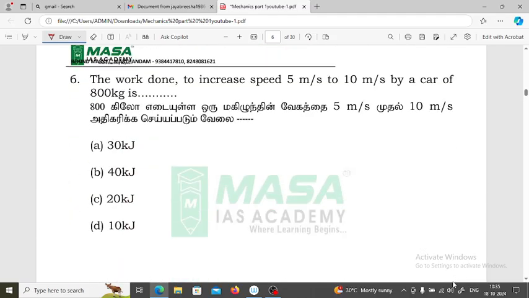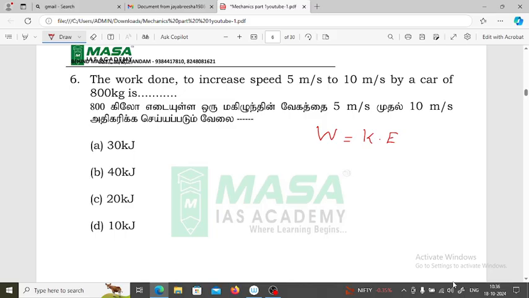Question number 6. The work done to increase speed of 5 meters per second to 10 meters per second by a car of 800 kilogram is? 800 கிலோகிராம் எடையுள்ள ஒரு மகிழுந்தின் வேகத்தை 5 மீட்டர் per second முதல் 10 மீட்டர் per second அதிகரிக்க செய்யப்படும் வேலை. அதாவது ஒரு மகிழுந்து இயங்கிக் கொண்டிருக்கிறது. அப்ப இதுல நம்ம என்ன கால்குலேட் பண்ண வேண்டியது இருக்குன்னா, here the work done is considered as kinetic energy. பொருளானது இயங்குவதால் இதை நம்ம இயக்க ஆற்றல் என்று எடுத்துக்கொள்ள வேண்டும். Work done is equivalent to kinetic energy.